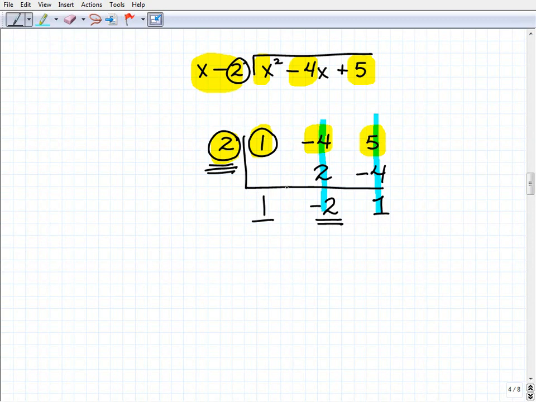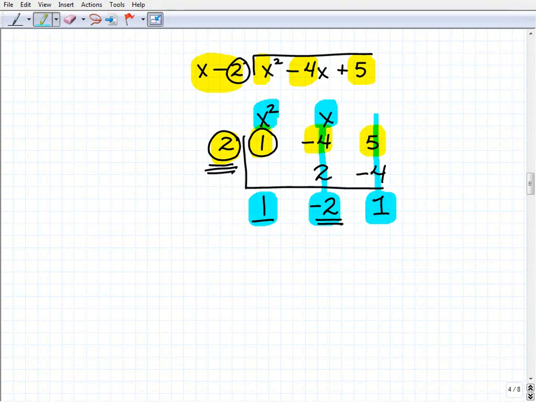You just did synthetic division here. The answer means this. This was x squared, right? 1x squared. This is minus 4x, and this was just a number, 5. Well, the result of synthetic division, when we look at our answers underneath here, the 1, the negative 2, and the 1, they're always one less power than the coefficients. So here we had the 1x squared.